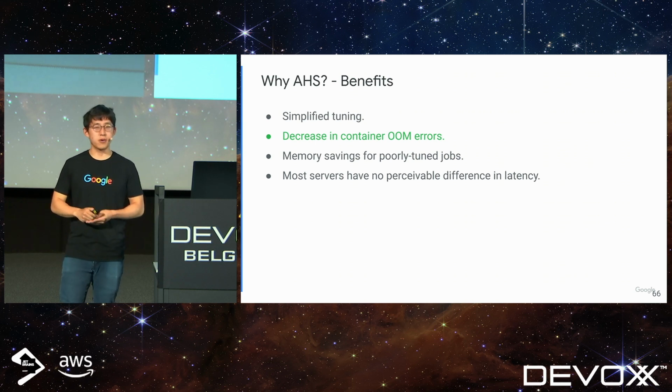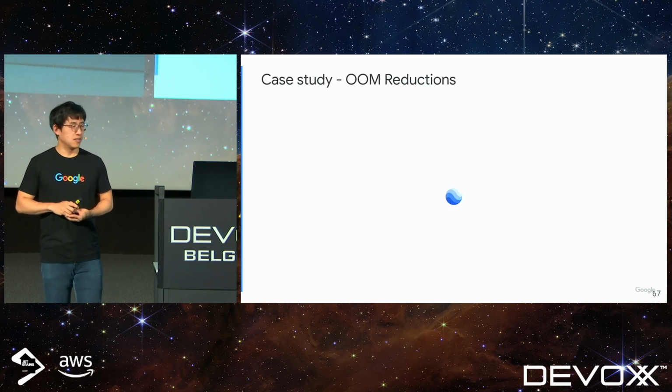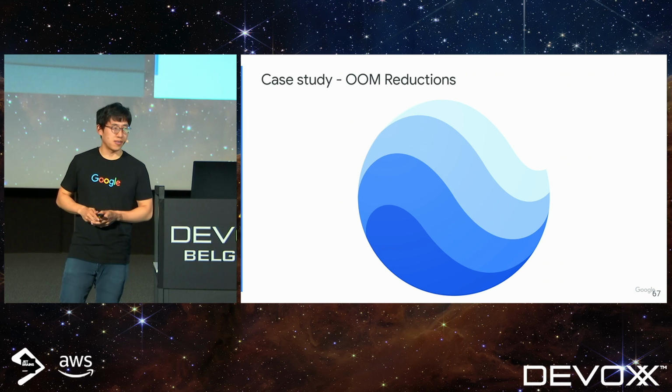Okay, so decrease in container errors. Let's explore how we were able to accomplish this through a case study of Google Earth.